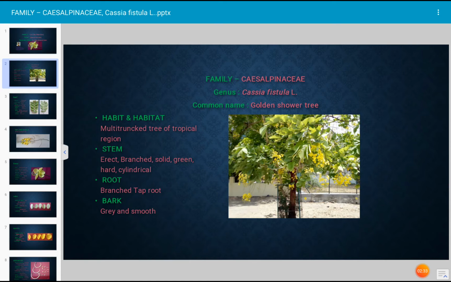The root of this plant is branched. It is a taproot system. It is a dicot plant. The bark is grey and smooth. It consists of tannin. There are reports of the presence of tannin in the bark of Cassia fistula, family Caesalpiniaceae. The common name is golden shower tree. Next slide.